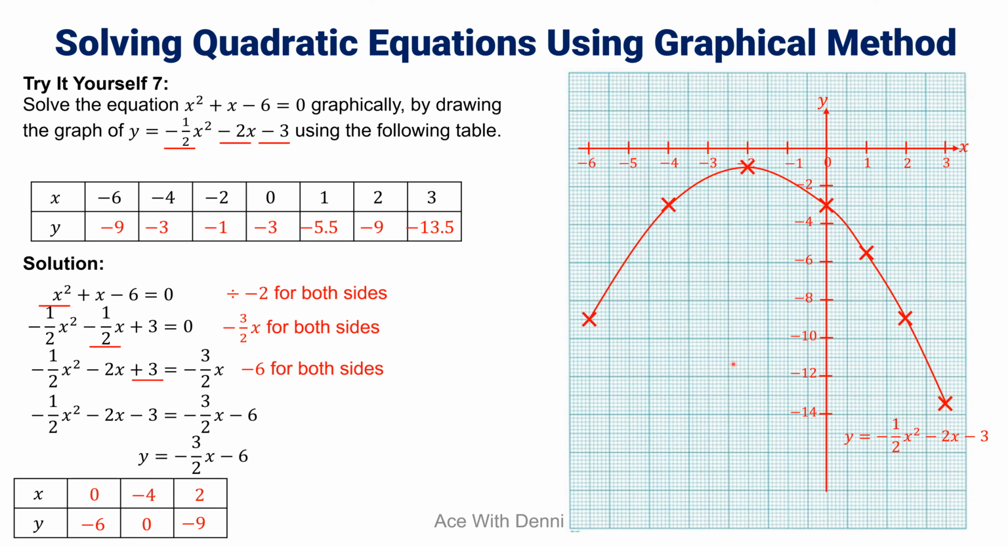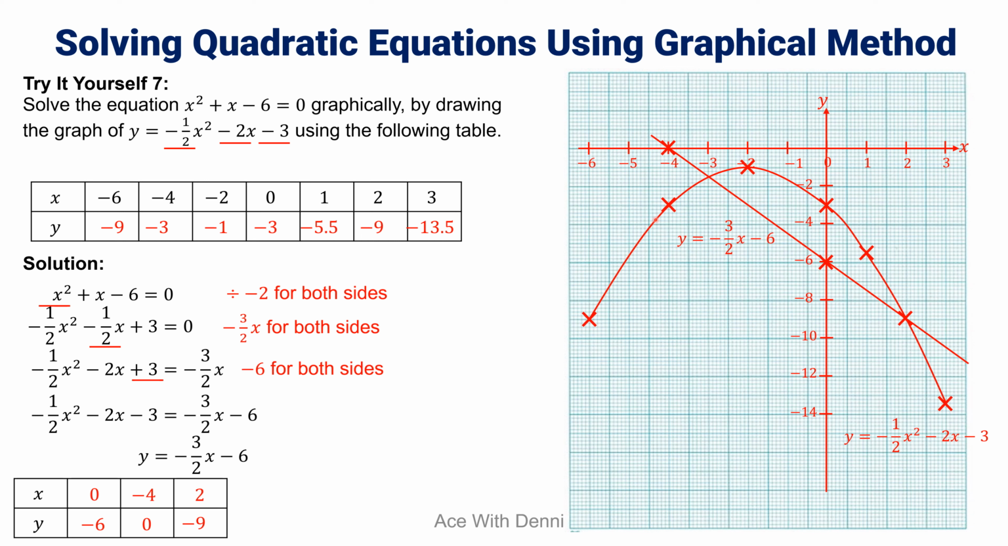Then I will start to plot this line on the graph here. So the first point is 0, negative 6. So it will be here. The next point, negative 4, 0. So it will be this point. 2, negative 9 will be this point. Okay, exactly the same as this point. Alright, next I'll just join these points together with a straight line and label the graph as y equals negative 3 over 2x minus 6.